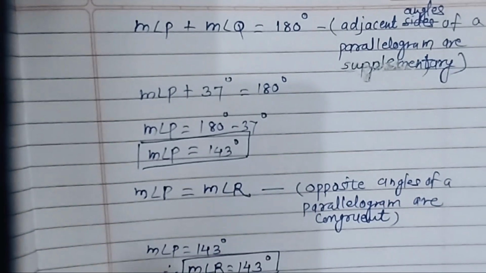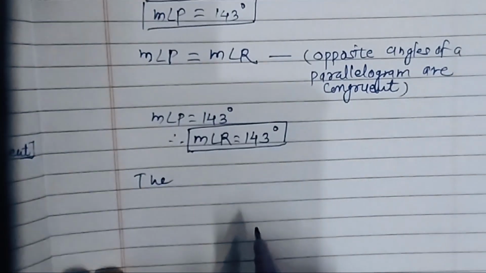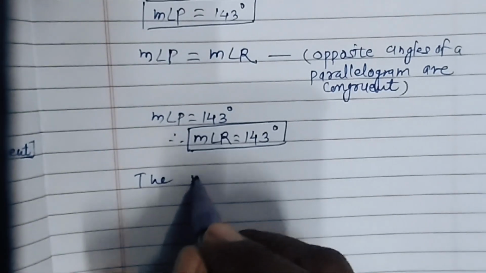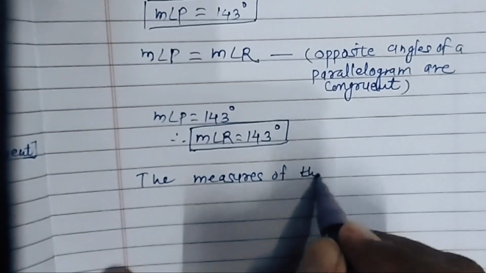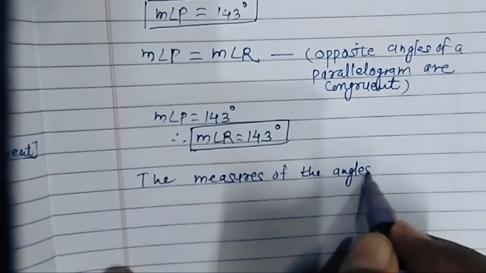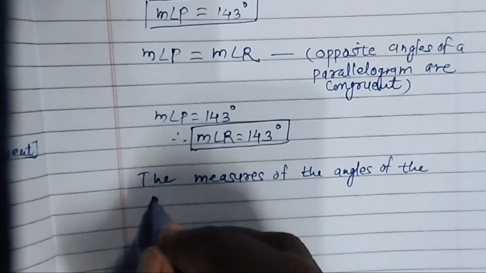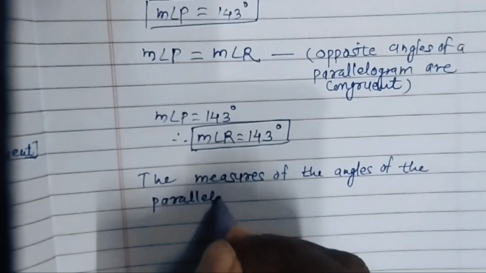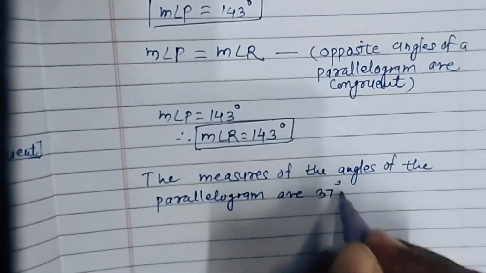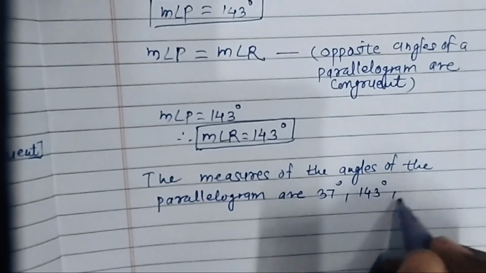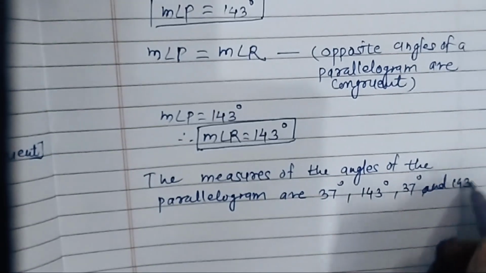So here we write, the measures of the angles of the parallelogram are 37 degree, 143 degree, 37 degree and 143 degree.